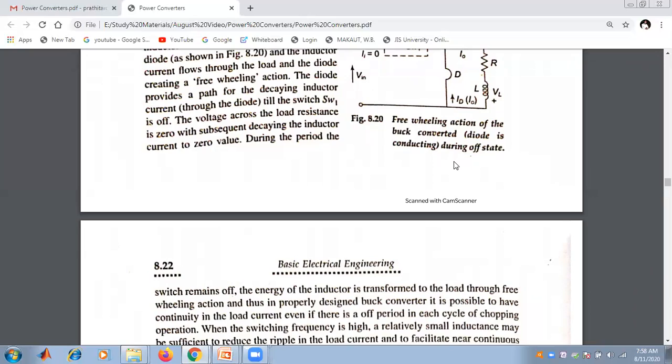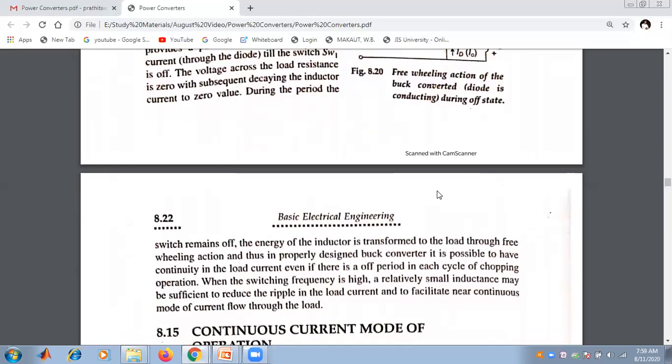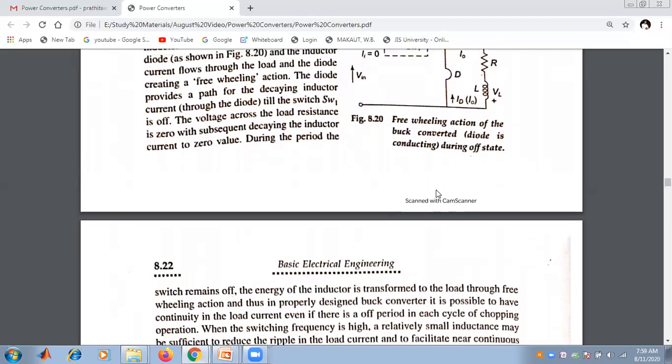In a properly designed buck converter, it is possible to have continuity in the load current even though there is an off period in each cycle of the chopping operation. When the switching frequency is high, a relatively small inductance may be sufficient to reduce the ripple of the load current and to facilitate a near continuous mode of current flow through the load.